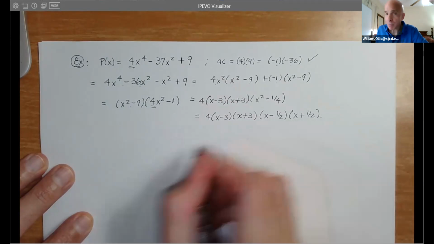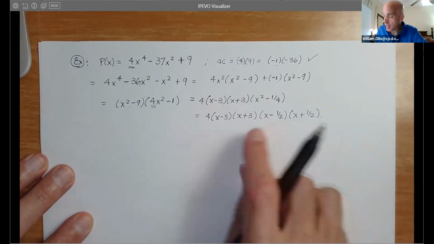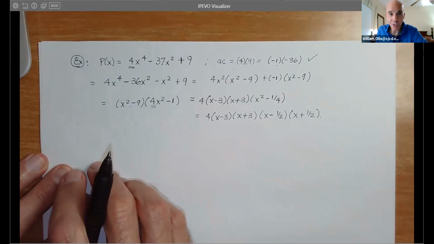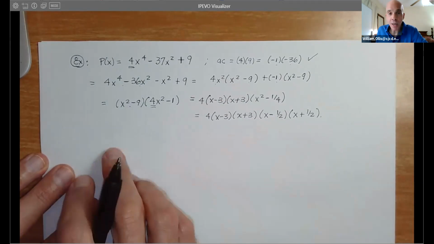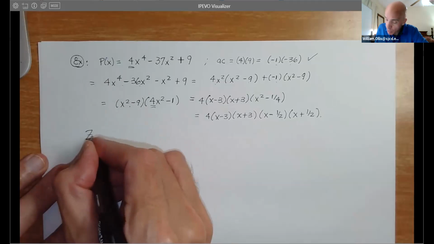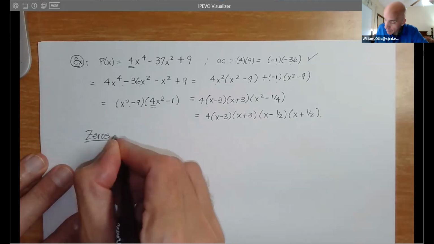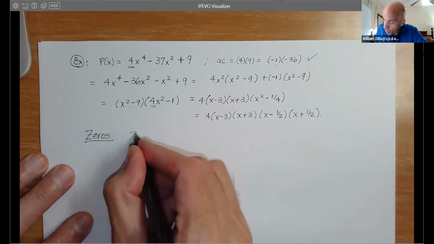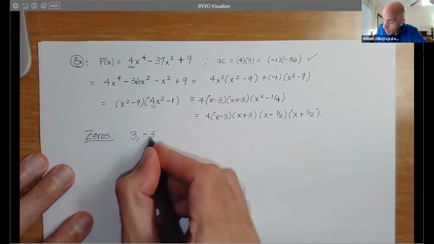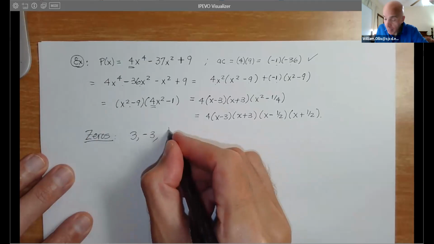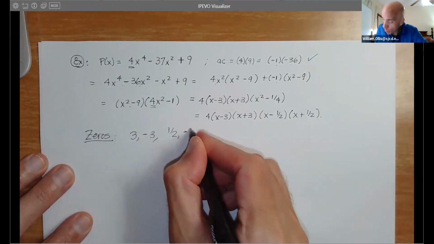So this complete factorization was done via the methods that we reviewed in the first week of class. So now when we look at the zeros, we have 3, negative 3, 1/2, and negative 1/2.